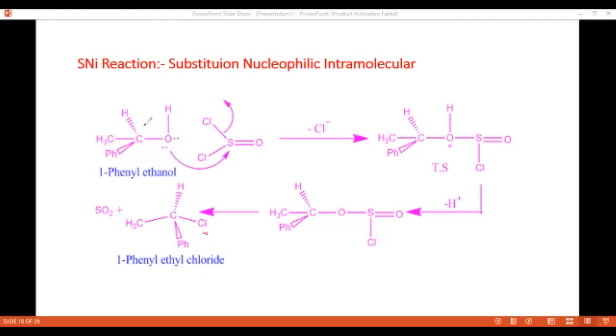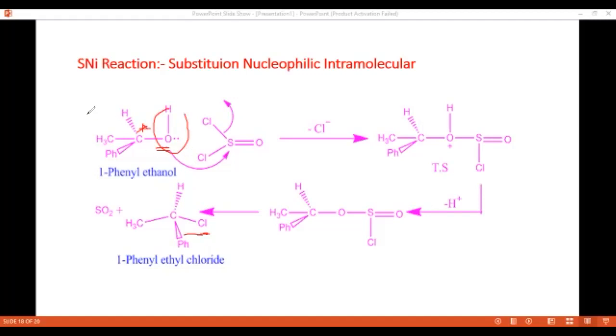This is a chiral carbon. A chiral carbon means there are four different groups attached to the central carbon atom. When a chiral alcohol is used, there is no change in the configuration. The OH group is replaced by the chlorine group from the same side, so there is retention of configuration.